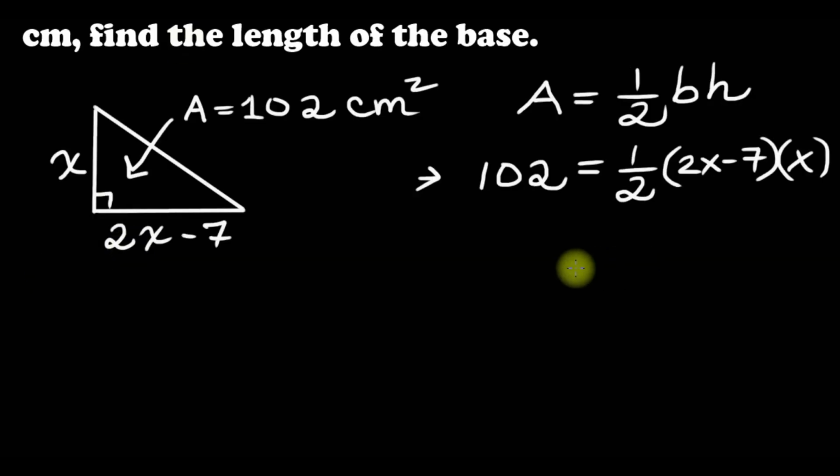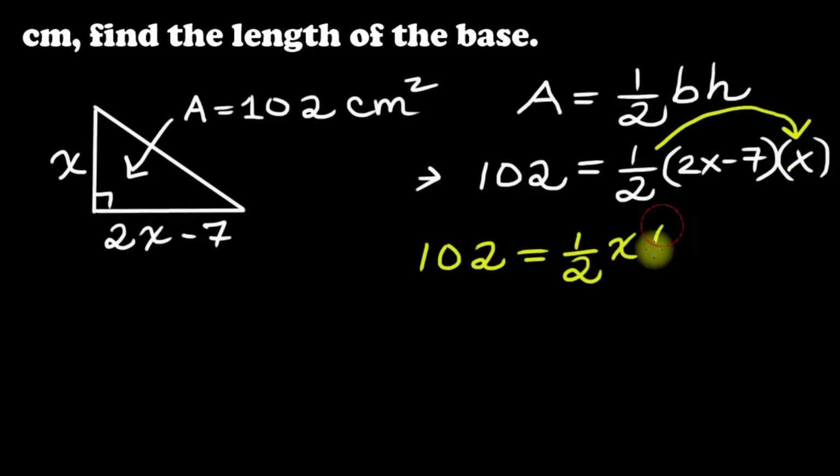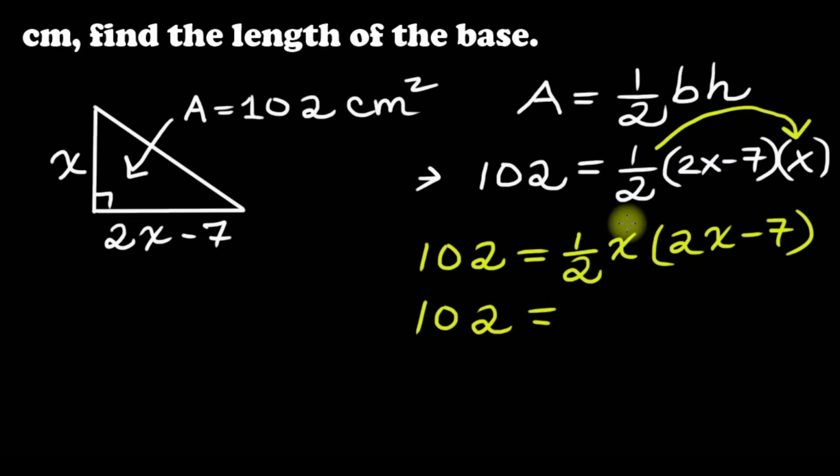In order to find what the height is, here we have 102 is, well, I'm going to multiply the 1/2 with the x. So now I have 1/2 x, and I'm going to times it with 2x minus 7. So 102 is, distribute the 1/2 x to get rid of the parenthesis. 1/2 of 2 is 1, so this is going to give me 1x squared, and then here is going to give me negative 7 over 2x.